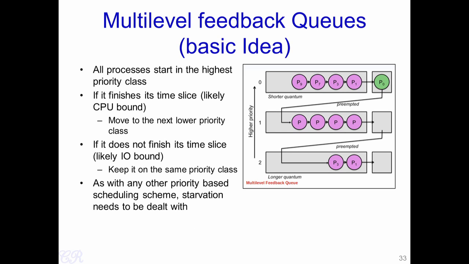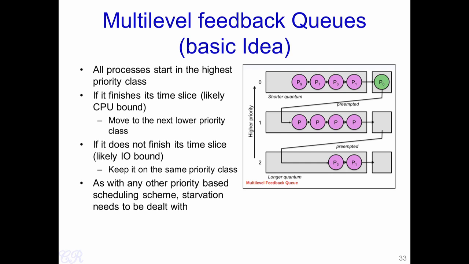The basic idea of a multi-level feedback queue based scheduling algorithm is the following. All processes start with the highest priority or a base priority. Now, if the process finishes its time slice, that is, if the process executes until its time slice completes, then the assumption is made that the process is a CPU bound process. So, it is moved to the next lower priority class.